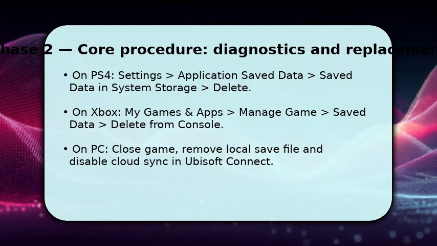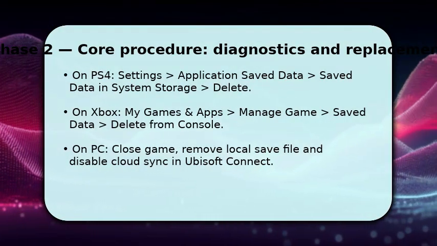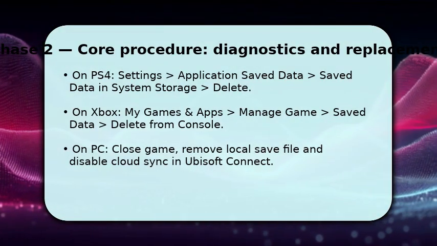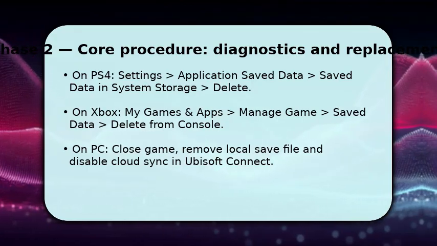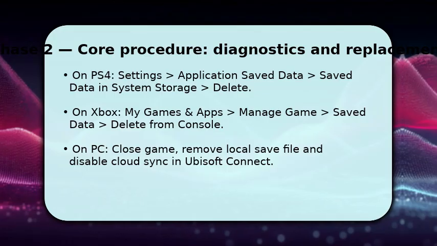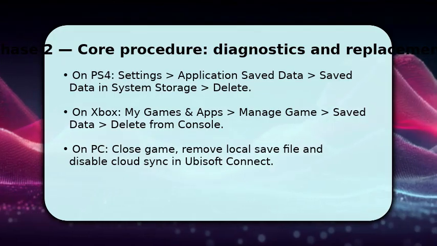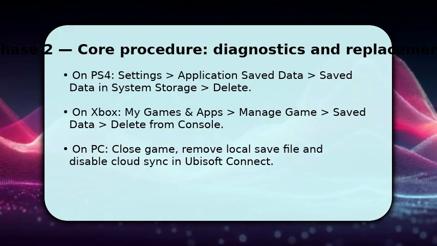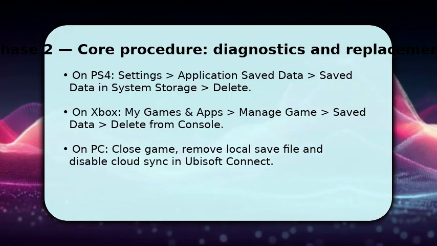Now you find the exact save slot to remove. Precision matters. On PlayStation, open Application Save Data and choose the Unity entries to delete. Confirm deletion. On Xbox, manage the game and remove saved data from console storage. Do not choose Delete Everywhere unless you want cloud cleared.